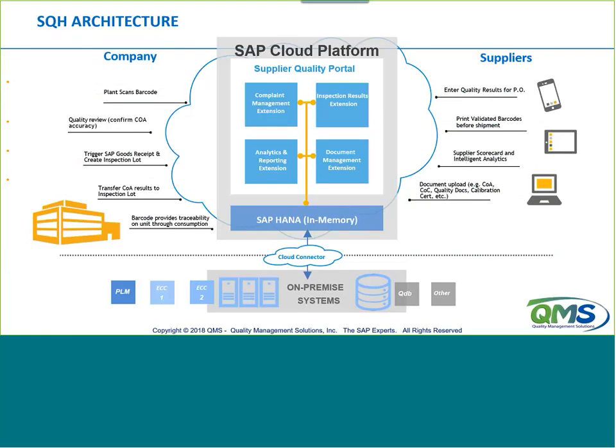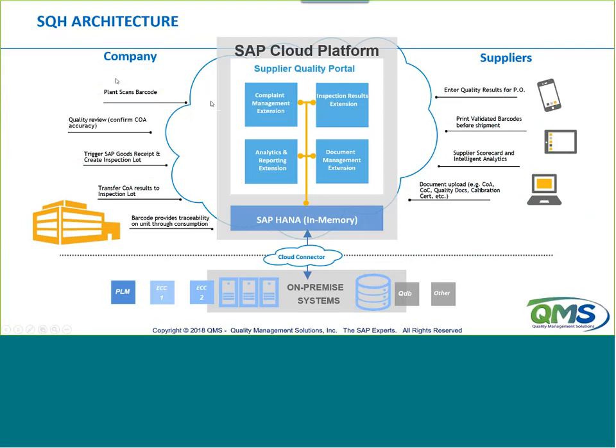Sort of the way that looks and feels in that scenario was we've got your internal SAP customers, right? So you're running SAP. These are the things that we're going to have the employees do in the Cloud Platform. These are the things we're going to have the suppliers do in the Cloud Platform. So the idea is the supplier enters their results for their PO. They get that validated barcode before shipment.